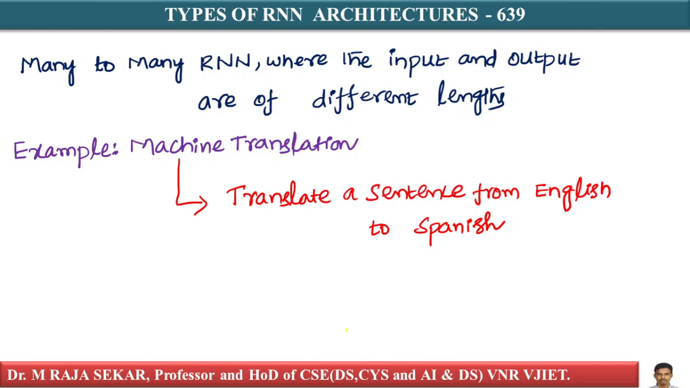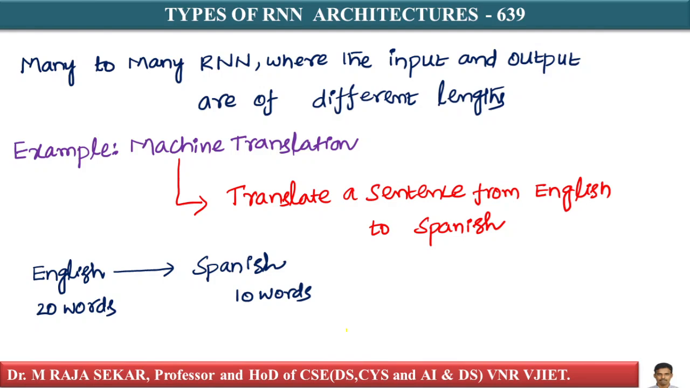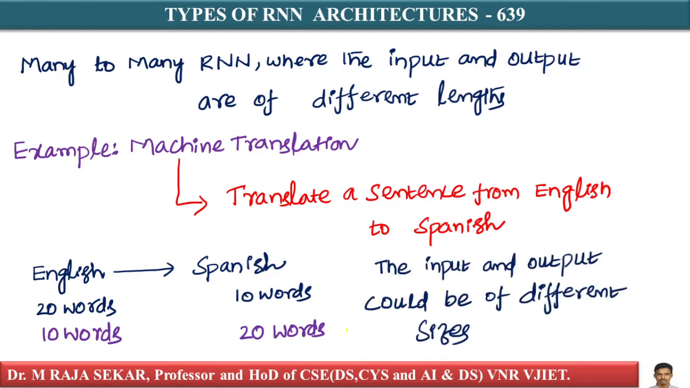Your English sentence may contain 20 words, but your Spanish sentence may contain only 10 words, because probably Spanish has a better way of representing the same sentence. You could have an English sentence of 10 words, but your Spanish sentence could be of 20 words, isn't it? The input and output could be of different sizes. That's the key point here.